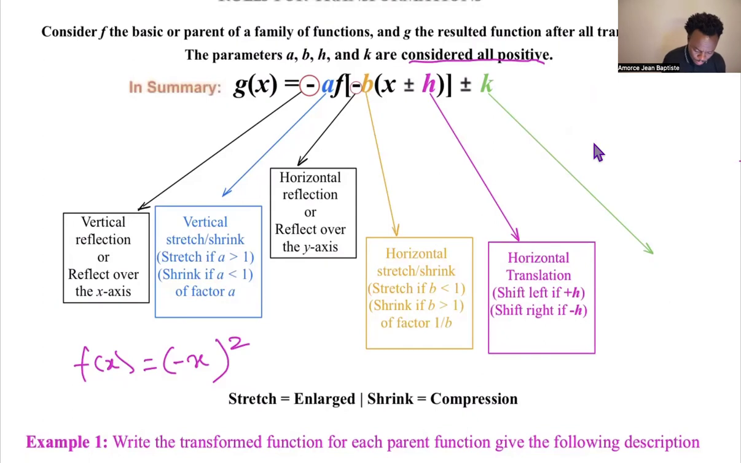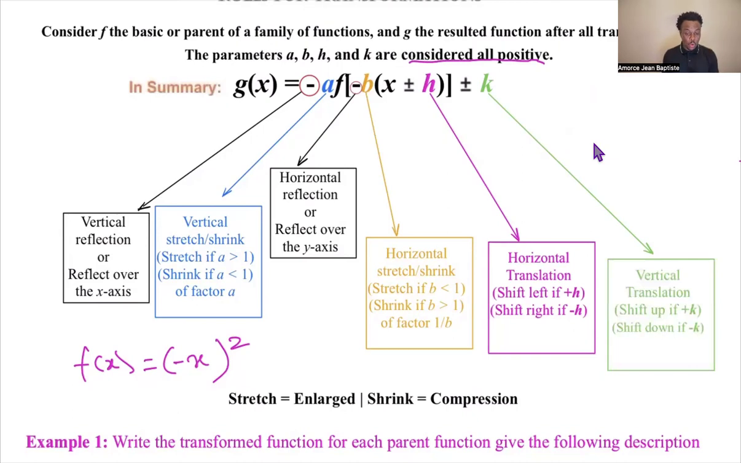Whereas for K, H is horizontal translation, K outside is a vertical translation. And if it's a plus K, up. If it's a minus K, down.